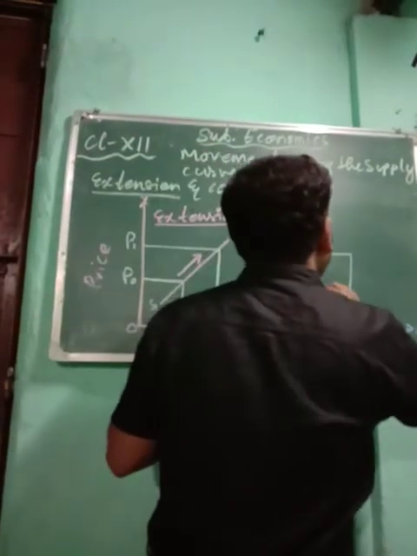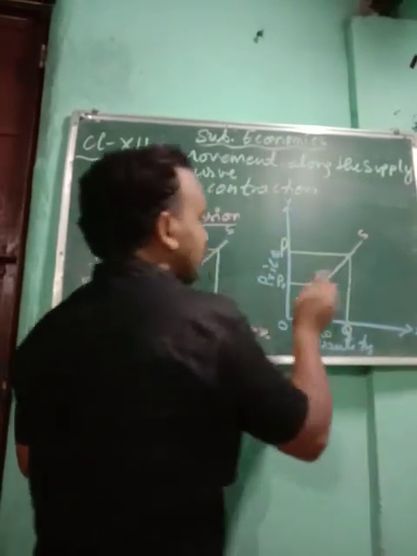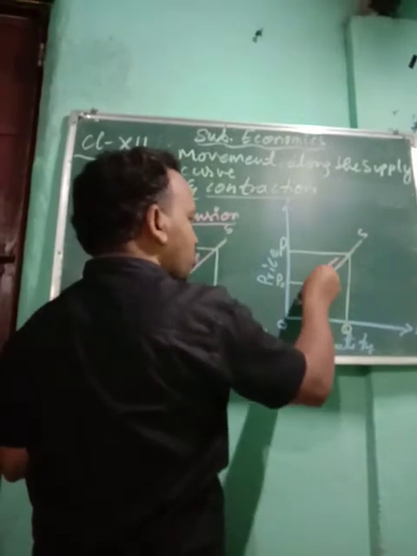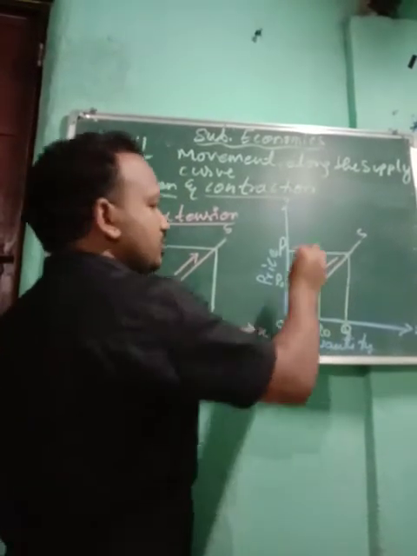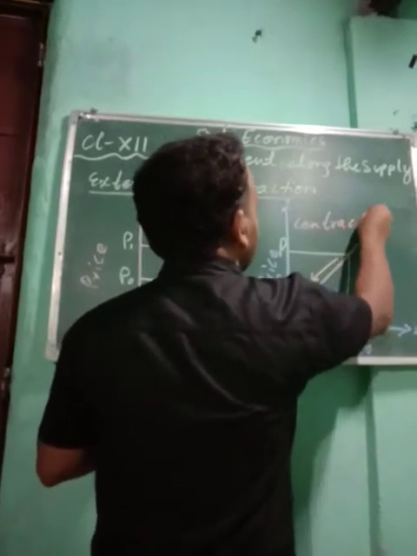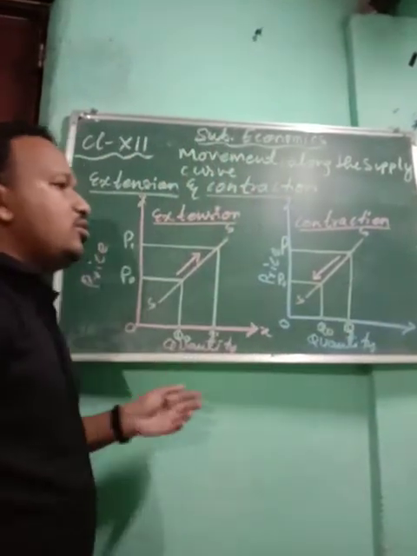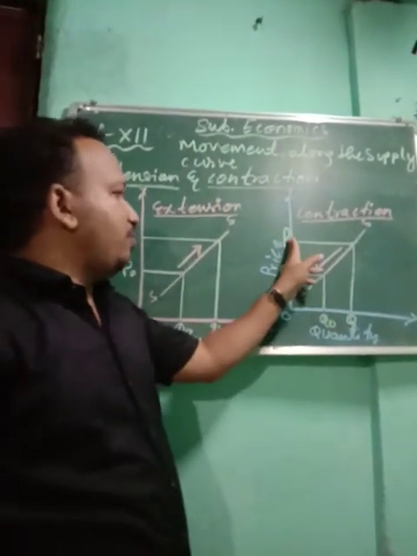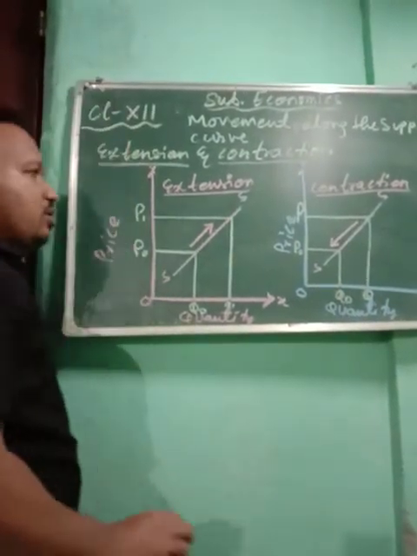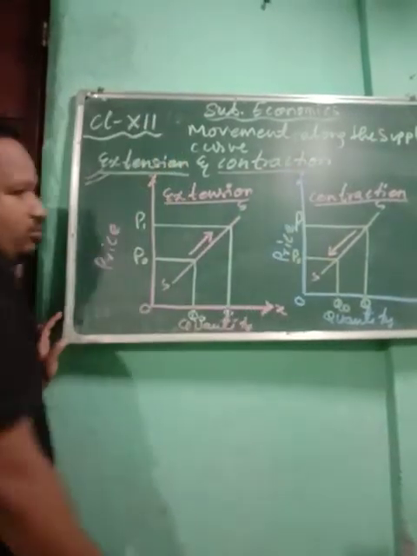So you see this, you will draw an upward sloping curve S, and here it is a contraction, so you will show the arrow downward. Okay, this downward arrow shows a contraction. That means when price decreases, the supply also decreases. Okay children, so this is about your extension, this is about your contractions.